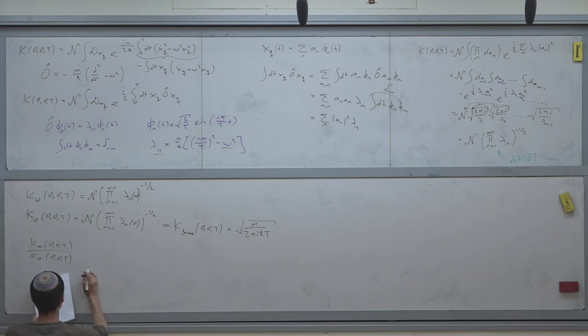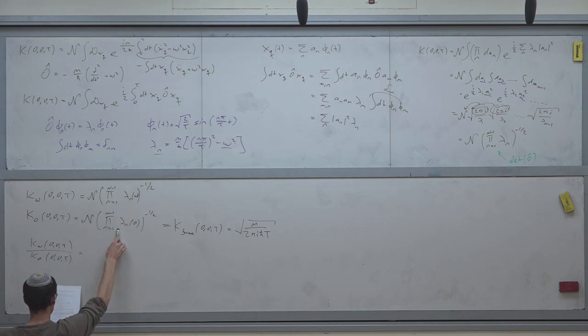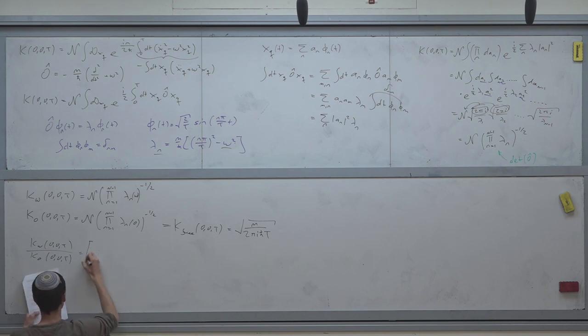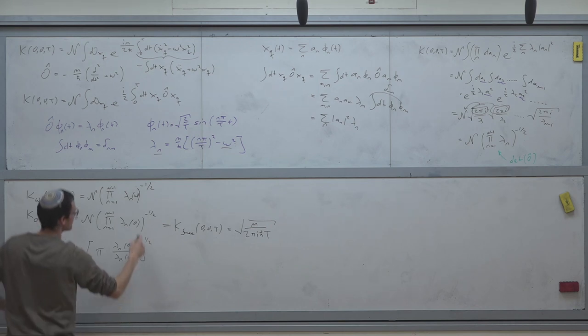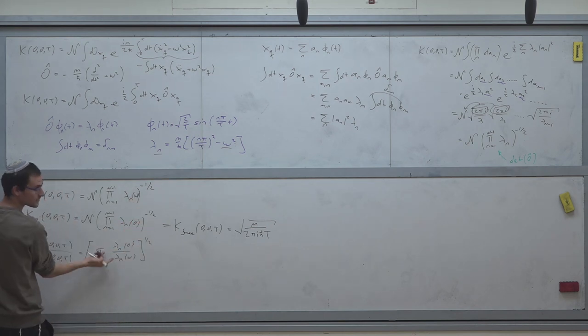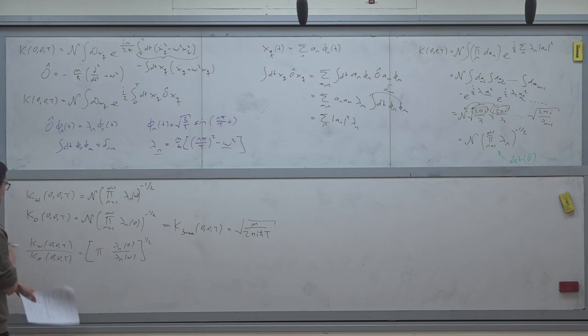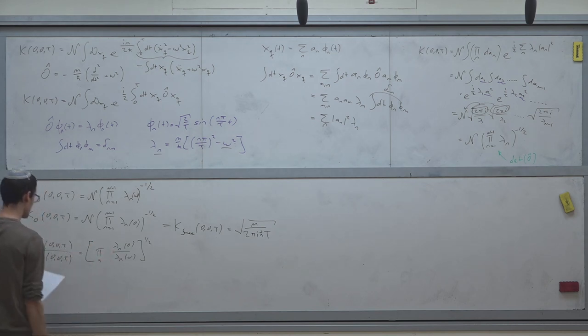So this is just equal to, so the n goes away, and you're left with this divided by this, which is just the product of lambda n of 0 divided by lambda n of omega to the power of 1/2. So here I have minus 1/2, here I have 1/2. That's why it's the other way around. And I'm taking the product over all n's.